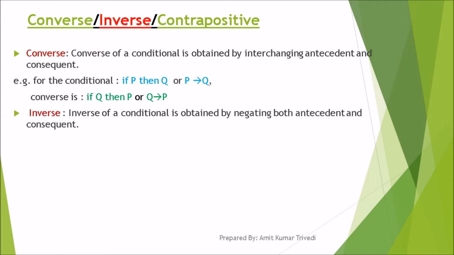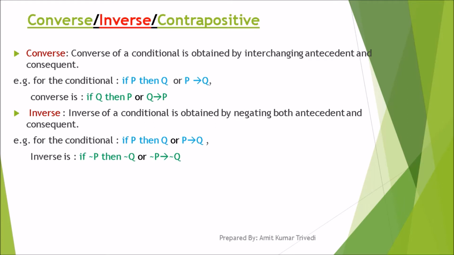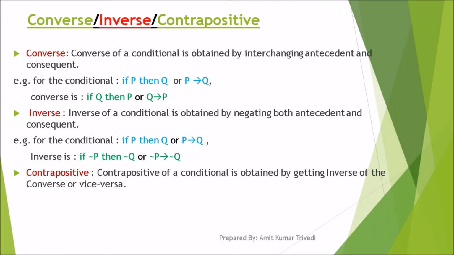Now we will see inverse. The inverse of a conditional is obtained by negating both the antecedent and consequent. We simply need to negate both. Here you can see the example. For the conditional, if P then Q or P implies Q, the inverse will simply be if not P then not Q, or not P implies not Q. Simply we need to negate both the antecedent and consequent.